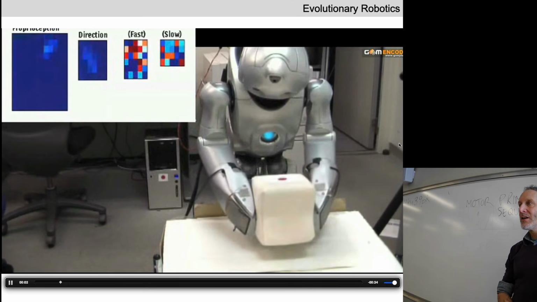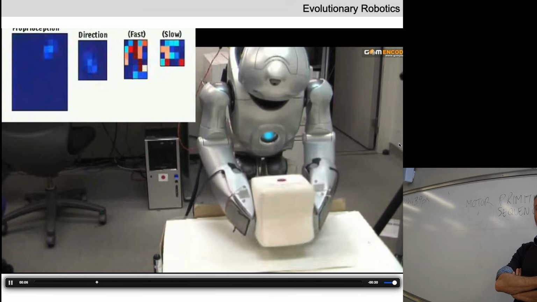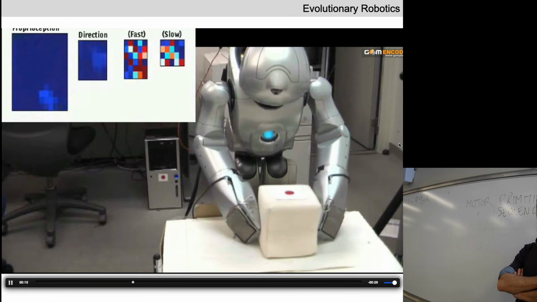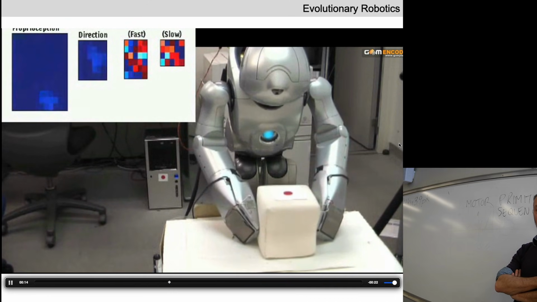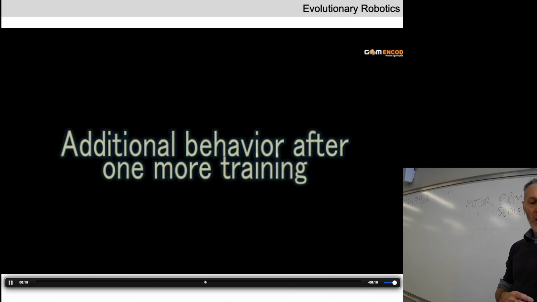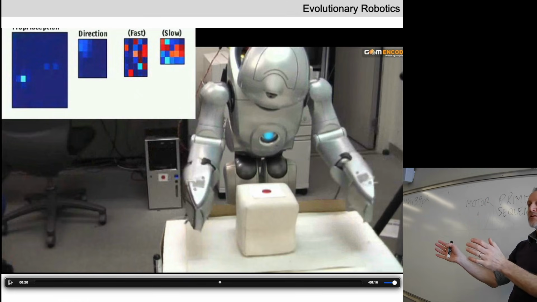This is after a CTRNN has been evolved. This robot has been taught a certain primitive, which is lift the block up and down. It's been taught the motor primitive, move the block left and right. So it's got a couple of motor primitives, up and down, left and right.